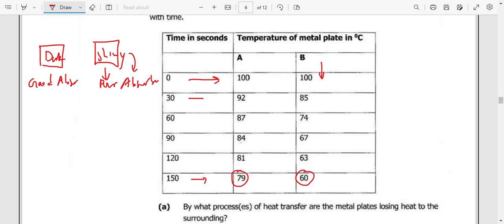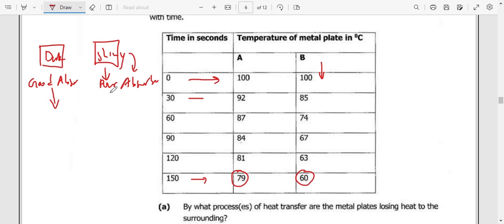Now the question is, which releases heat faster? Is it a dark surface or a lighter surface? Dark or lighter surface, that's the question. Which one is going to release heat faster? So, dark colored materials both absorb and emit heat more readily. Meaning that this one is going to absorb heat fast and also release it very fast. In other words, it's going to cool very fast.